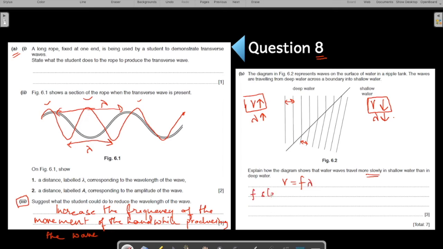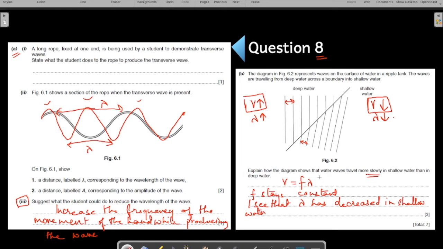Frequency stays constant. If you are not sure about this part of the theory, please go through my video on refraction and reflection. The frequency does not change. And what do you see? You see that lambda has decreased. Decreased where? In shallow water.